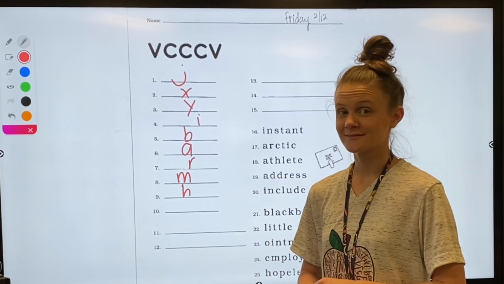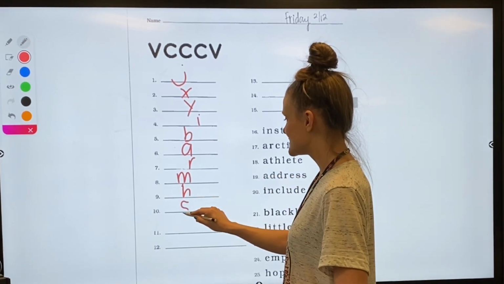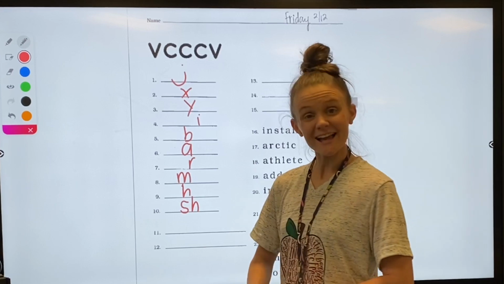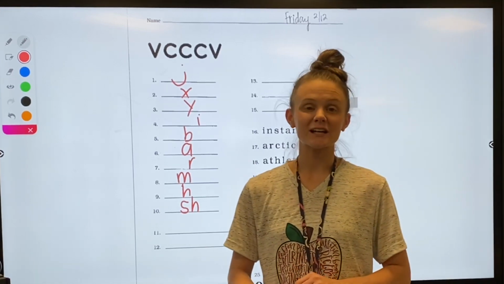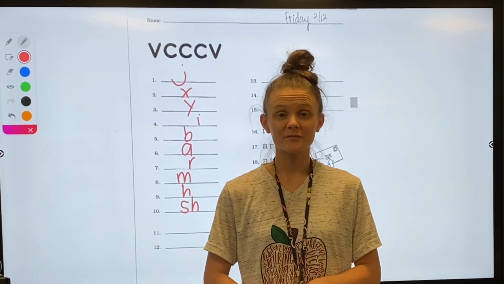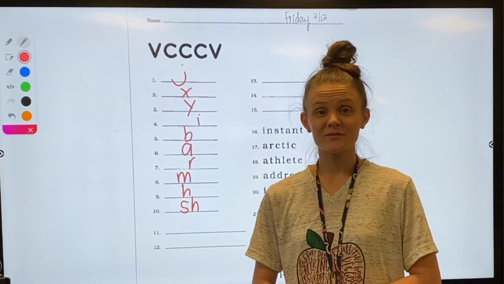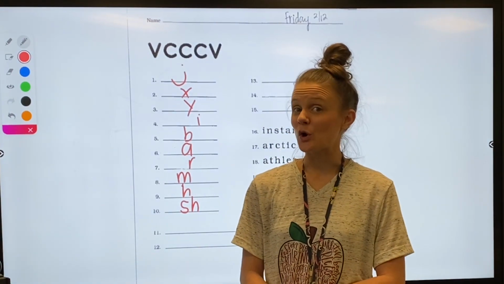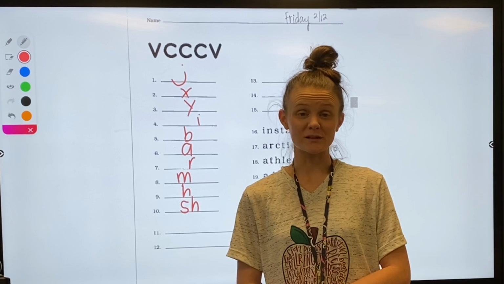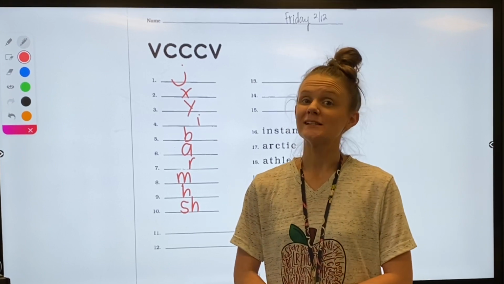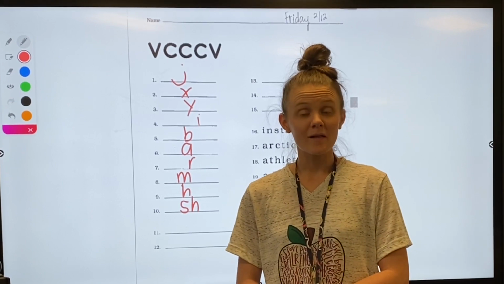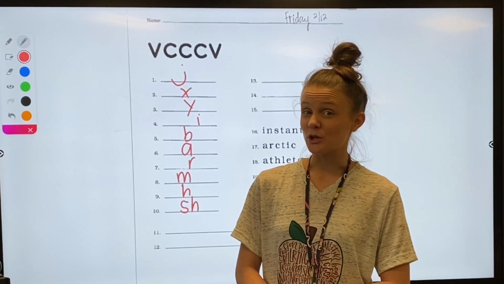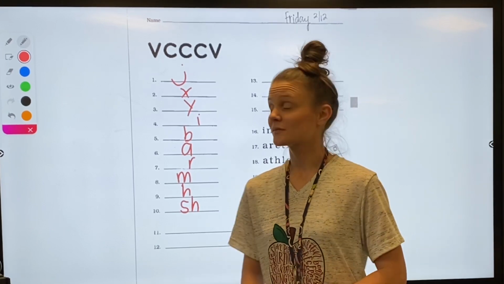Sh. The digraph S-H. Excellent. For number 11, we're going to spell the word how. How. This word uses that O-W diphthong we learned this week. I hear the ow sound at the end of the word, so I know that I'm using O-W instead of O-U.